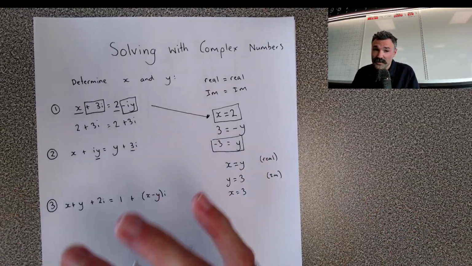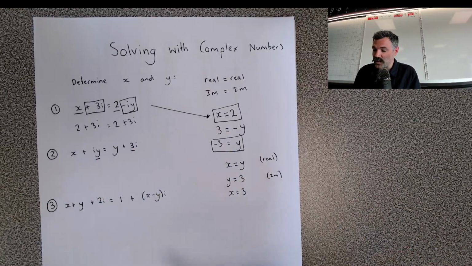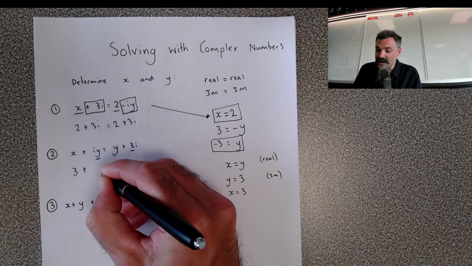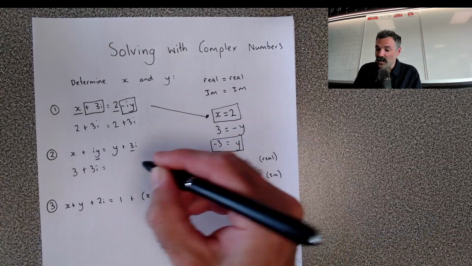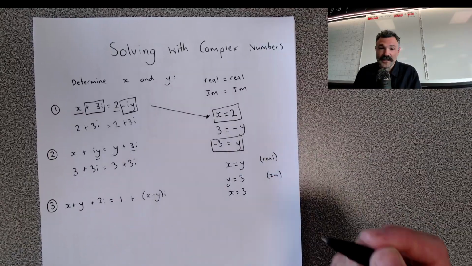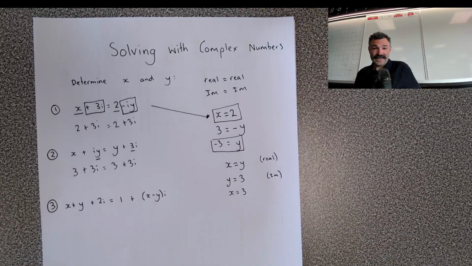A little bit of a cryptic message there, but we can put that in. x is 3, we get 3. y is 3, we get 3i. And we get 3 plus 3i. You can see that they are the exact same complex number if I let x and y both be 3.